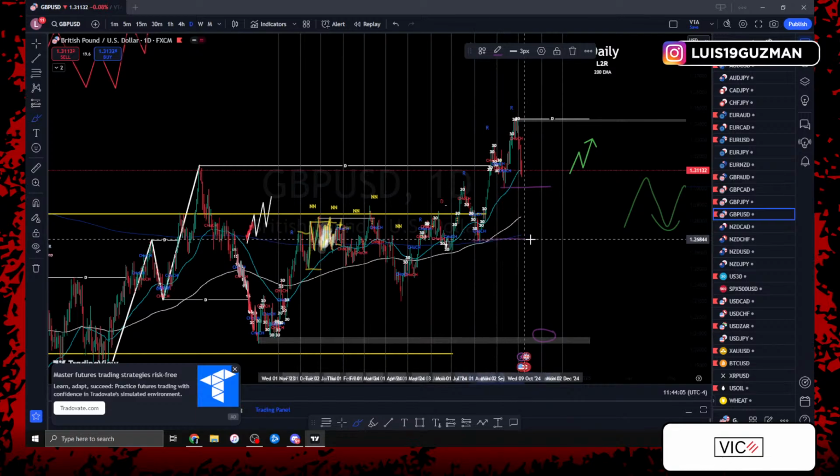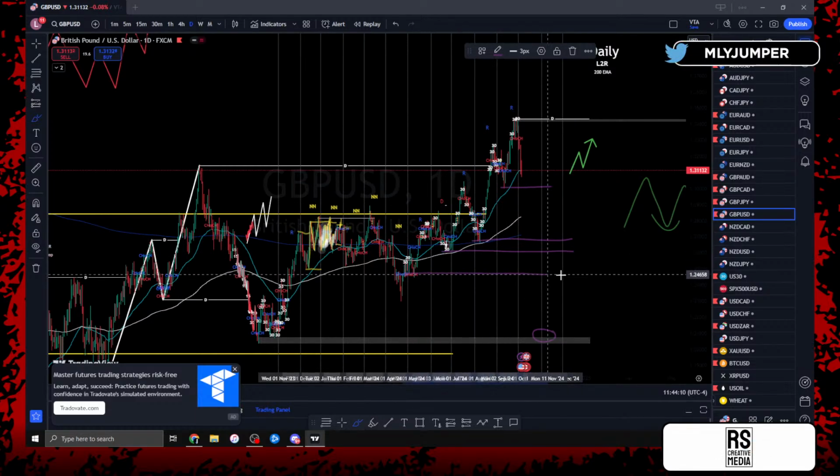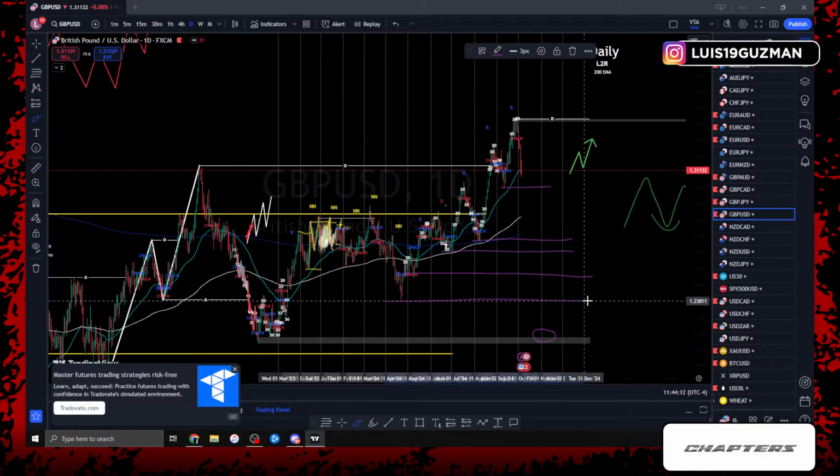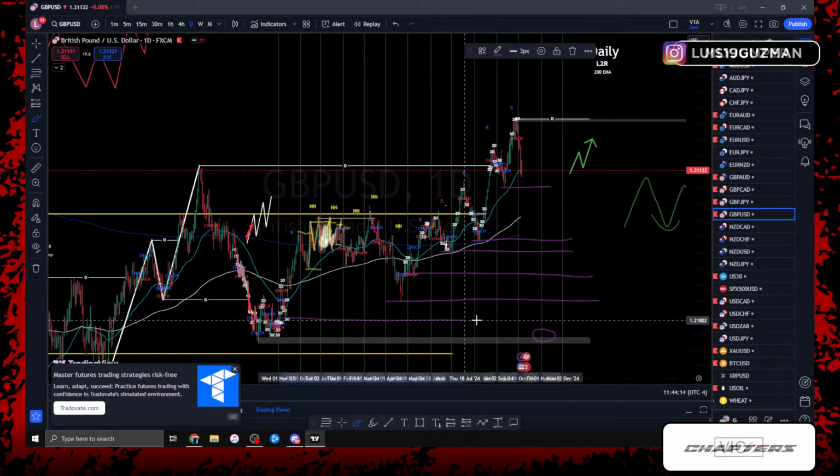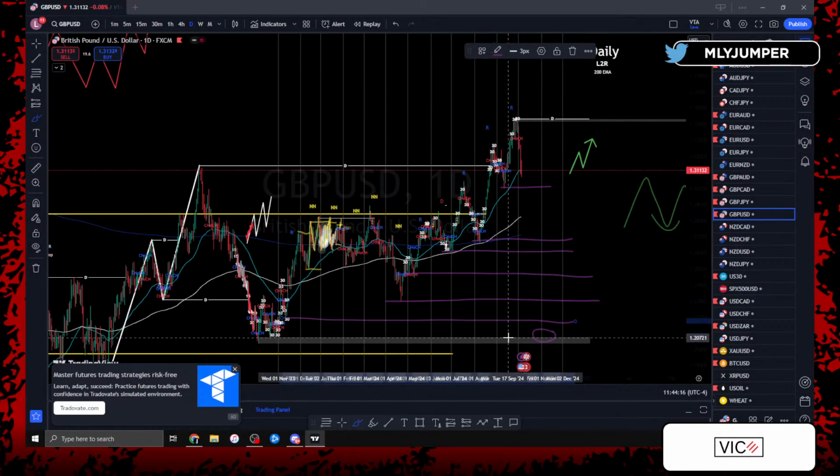Price needs to break these lows. These lows. And then we'll go down to the bottom.